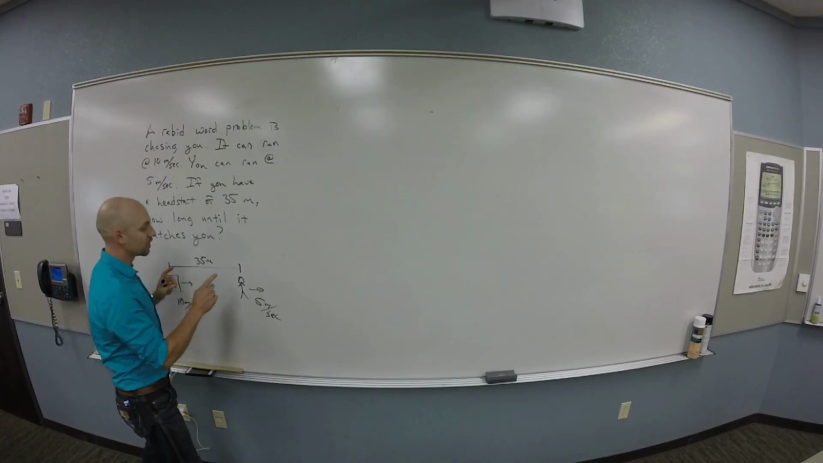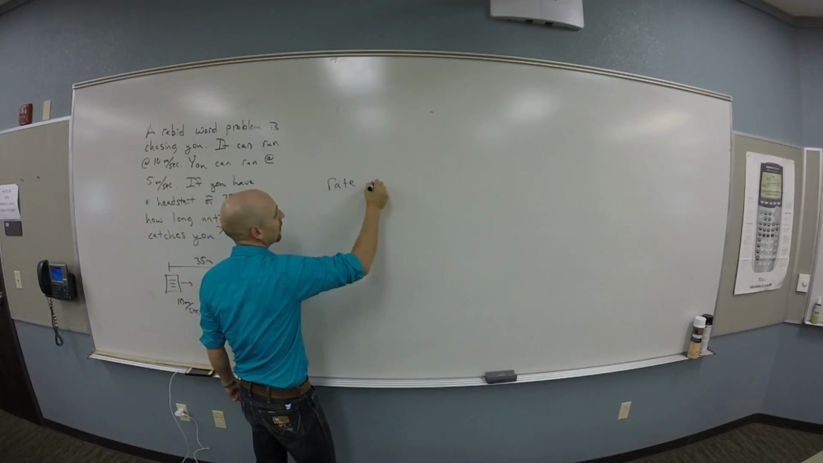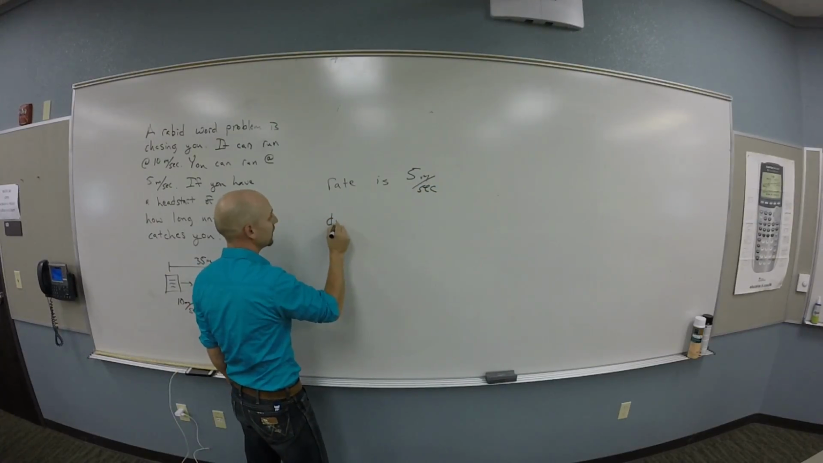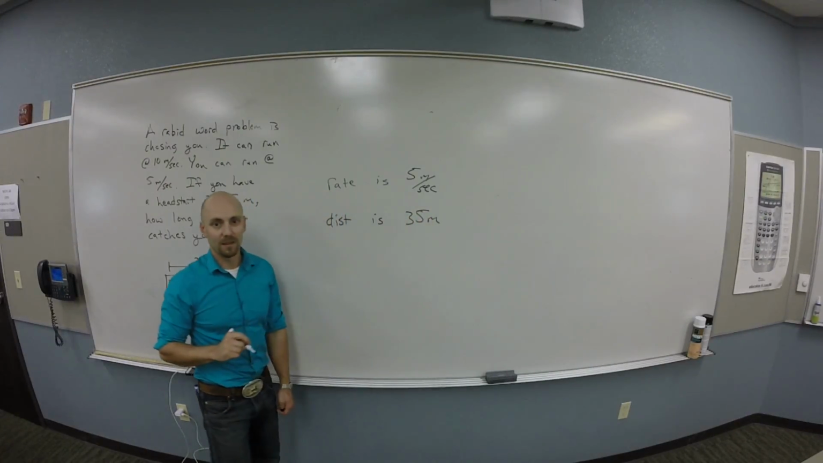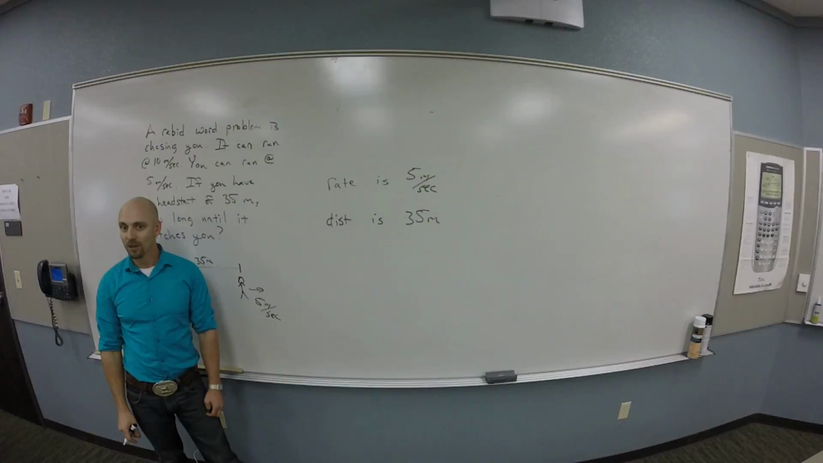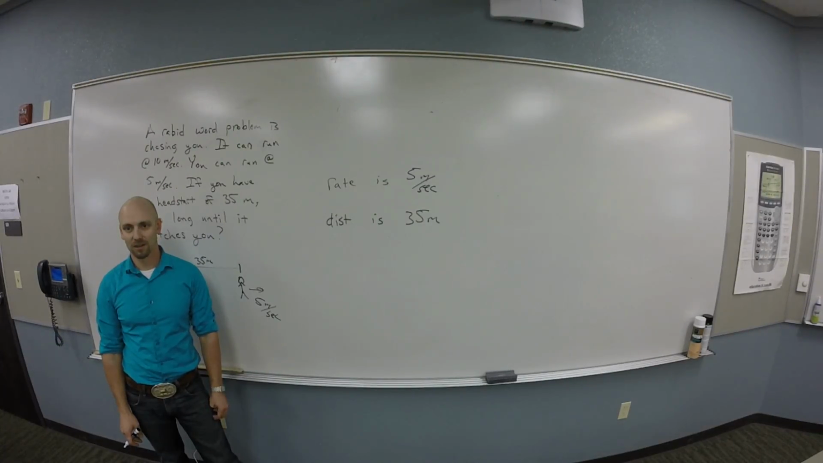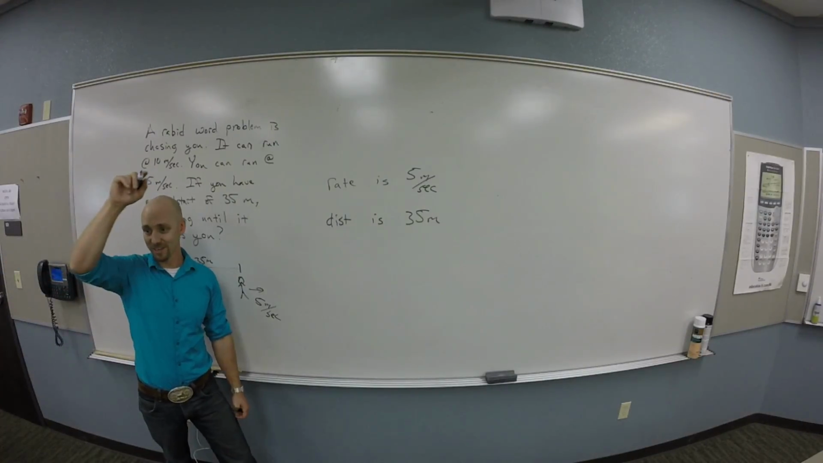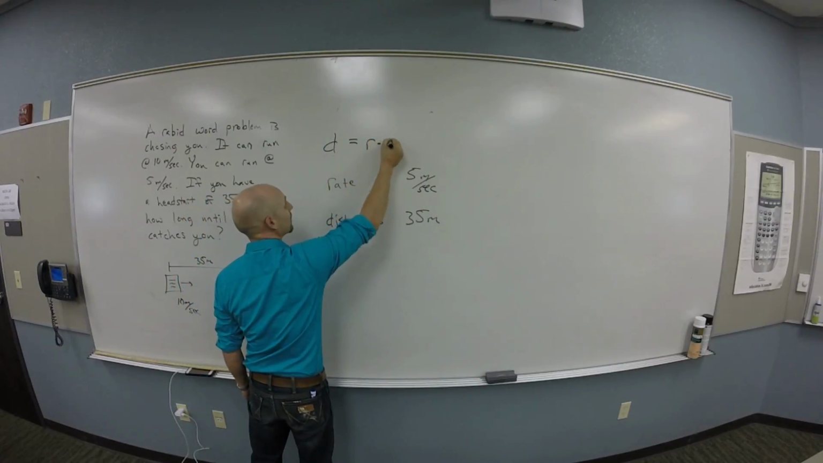Okay, so I figured out that the rate is 5 meters per second, and the distance is 35 meters, right? And I'm looking for a time. But I don't know an equation that does this. Does anybody know the equation that I need here? Distance equals rate times time, which is, Chloe? Distance equals rate times time. Perfect. Distance is rate times time.